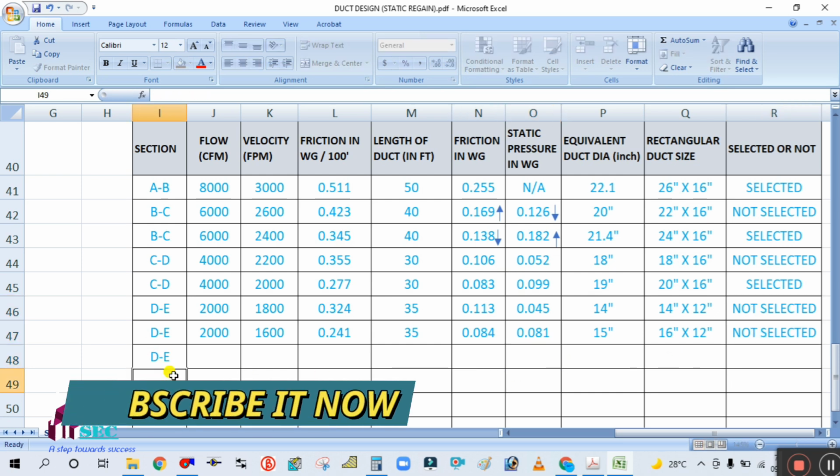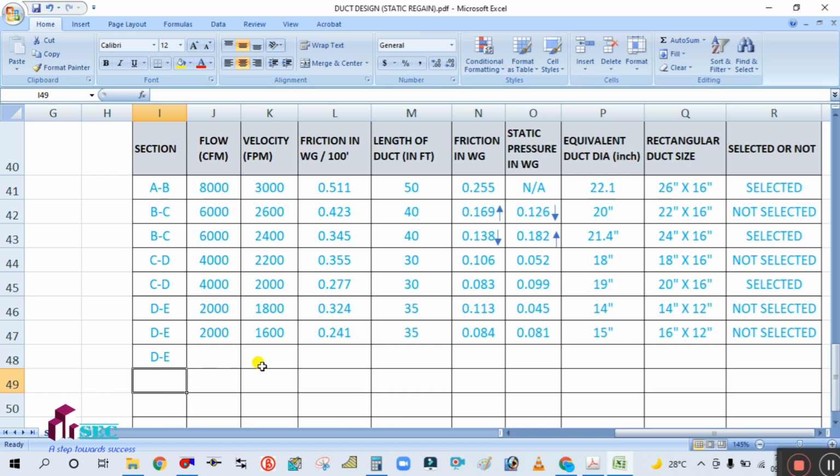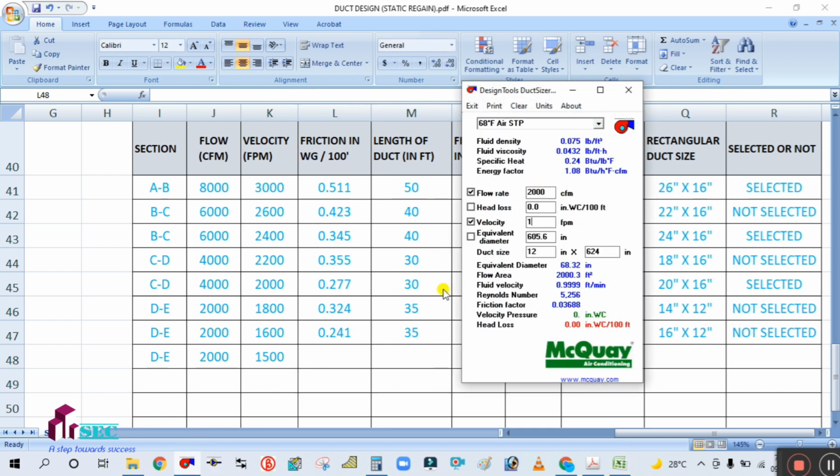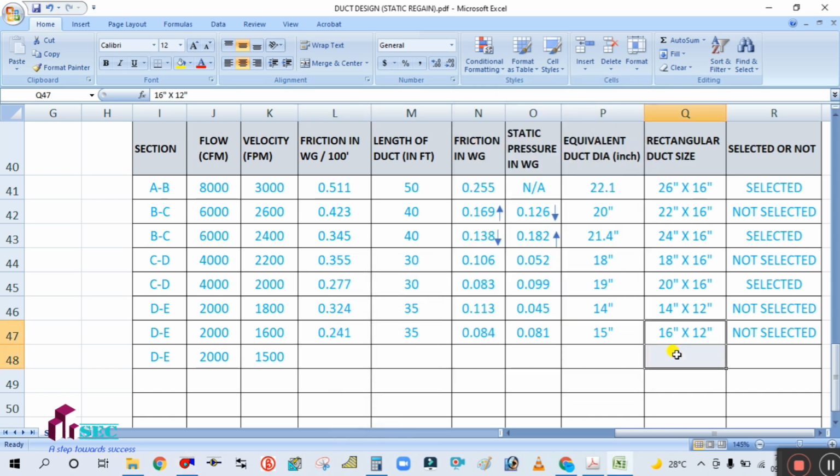Again we need to check. This is a trial and error method, so you have to assume and check. That's why it is a time-taking but accurate method. Again we need to assume another velocity, 1400 or 1500, because it's minor, so 1500. With this velocity, simply change the velocity here to 1500, and you are getting 12 by 16 again, 16 by 12. Always take even numbers. And the round duct diameter is 15 inch again.